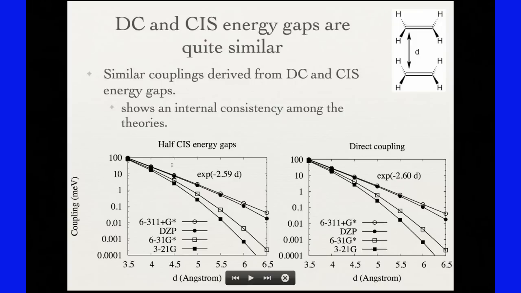And you can compare the same system with the energy transfer half energy gap result. And when we obtain these results, we are really happy because we obtain very similar results derived from two different methodologies. And these two methods make different physical assumptions, right? We make different assumptions to obtain these coupling values. And that means that we have some consistency among these theories.